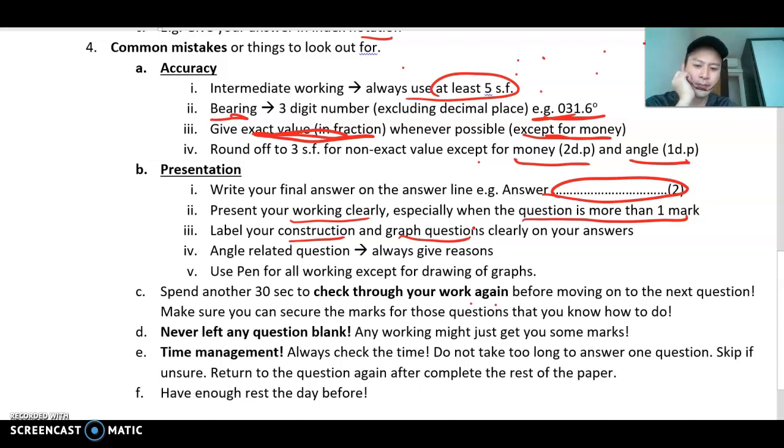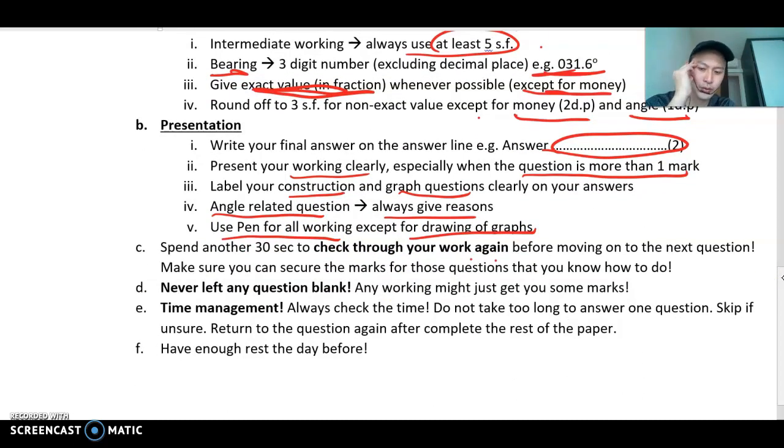Label clearly. Whenever you're doing angle questions, always give reasons. Especially those questions, they say state your reasons clearly. You have to give the reason. Of course, use pen for all workings except for drawing of the graph, because some of you have that habit of doing a working in a pencil.